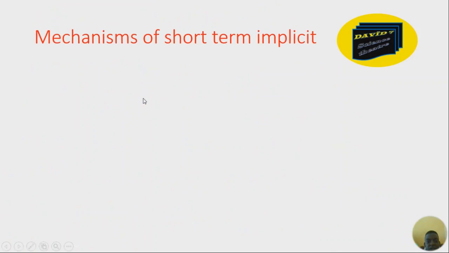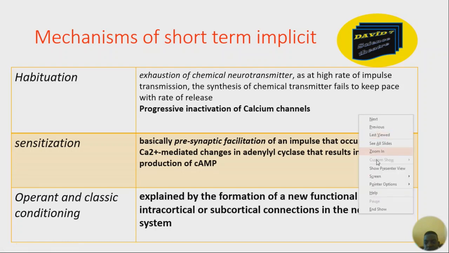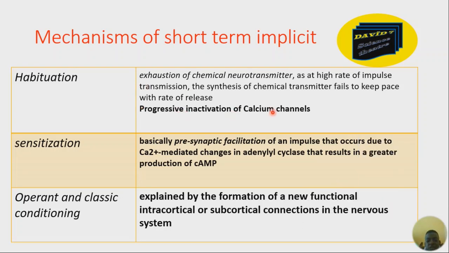Okay, so the mechanism of short-term implicit memory. If we talk about habituation, this is how effectiveness is changed. In habituation, there is exhaustion of chemical neurotransmitter, as at a high rate of impulse transmission, the synthesis of chemical transmitter fails to keep pace with the rate of release of the neurotransmitter. There is also progressive inactivation of calcium channels. This is another reason for habituation to occur.